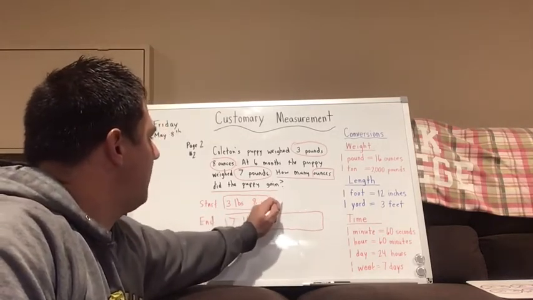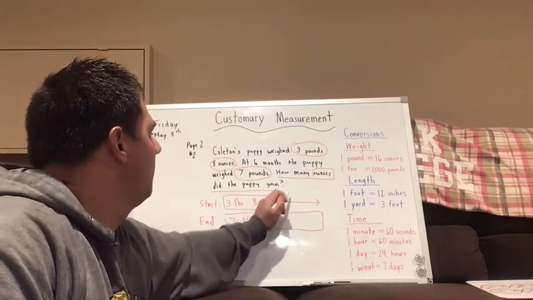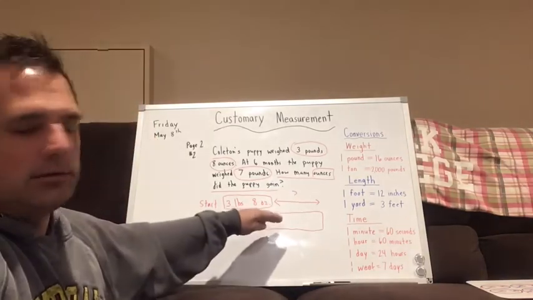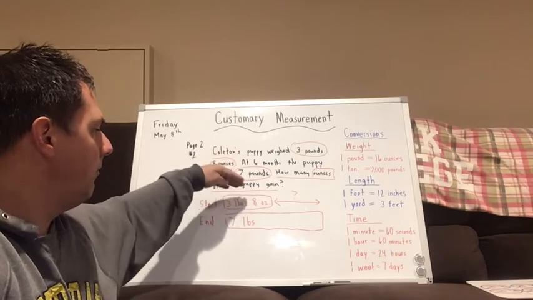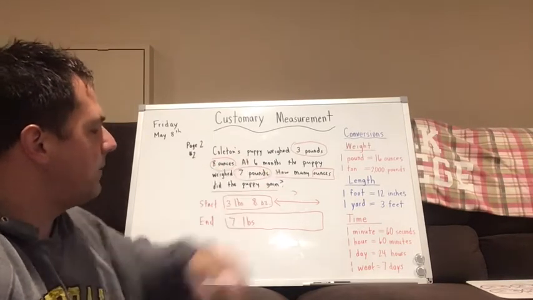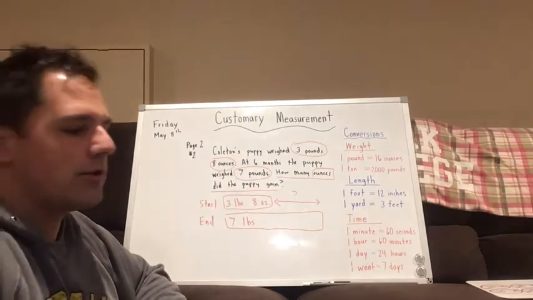We're trying to figure out this amount right here. So think of it as a whole and a part. We know the whole is 7 pounds. That's the ending point. We know the part that they started with is 3 pounds, 8 ounces. We're trying to figure out the other part.